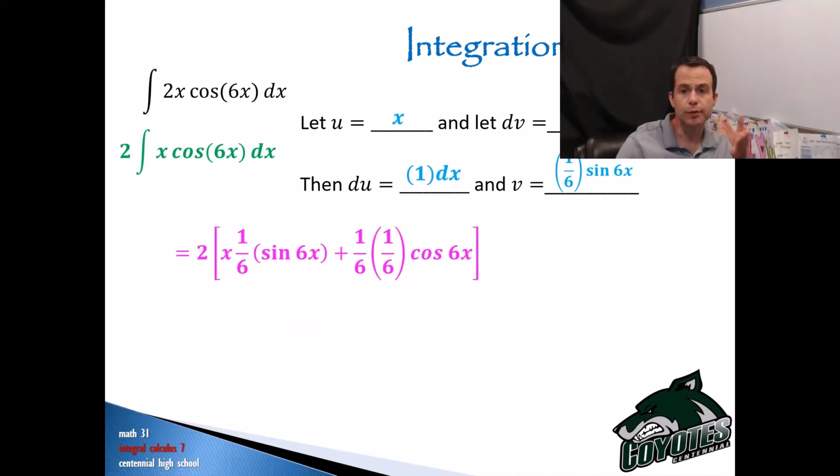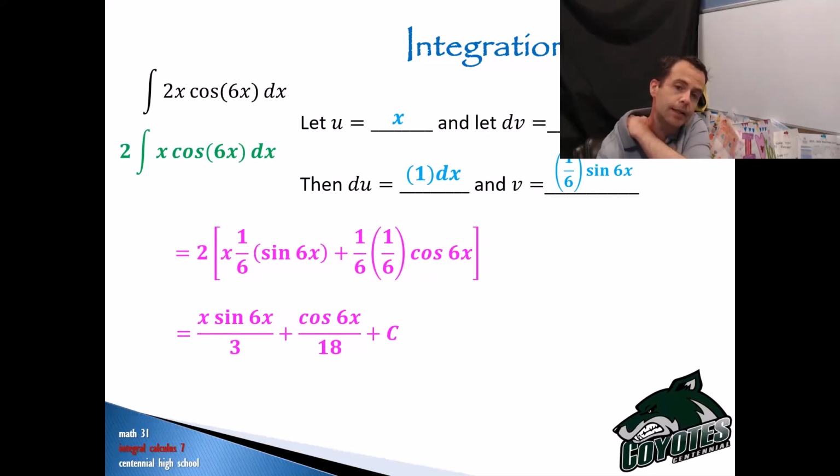Okay, so 1 over 6 times 1 over 6 is 1 over 36, and then I'll bring that 2 in. So 2 times 1 over 6 would be 1 over 3, and then 2 times 1 over 36 would be 1 over 18. So my final answer here would be x sine 6x over 3 plus cos 6x all over 18 plus c. Again, what did we just do? We just integrated the original function. The original function was 2x cos of 6x. If I now took this and figured out the derivative of this, I would end up with 2x cos 6x. Okay.